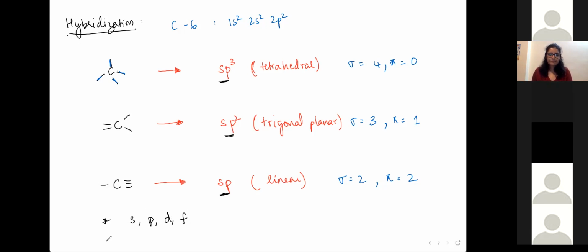P. Sanat, how do you answer that? Because a lot of the electronegative elements are in the P block.